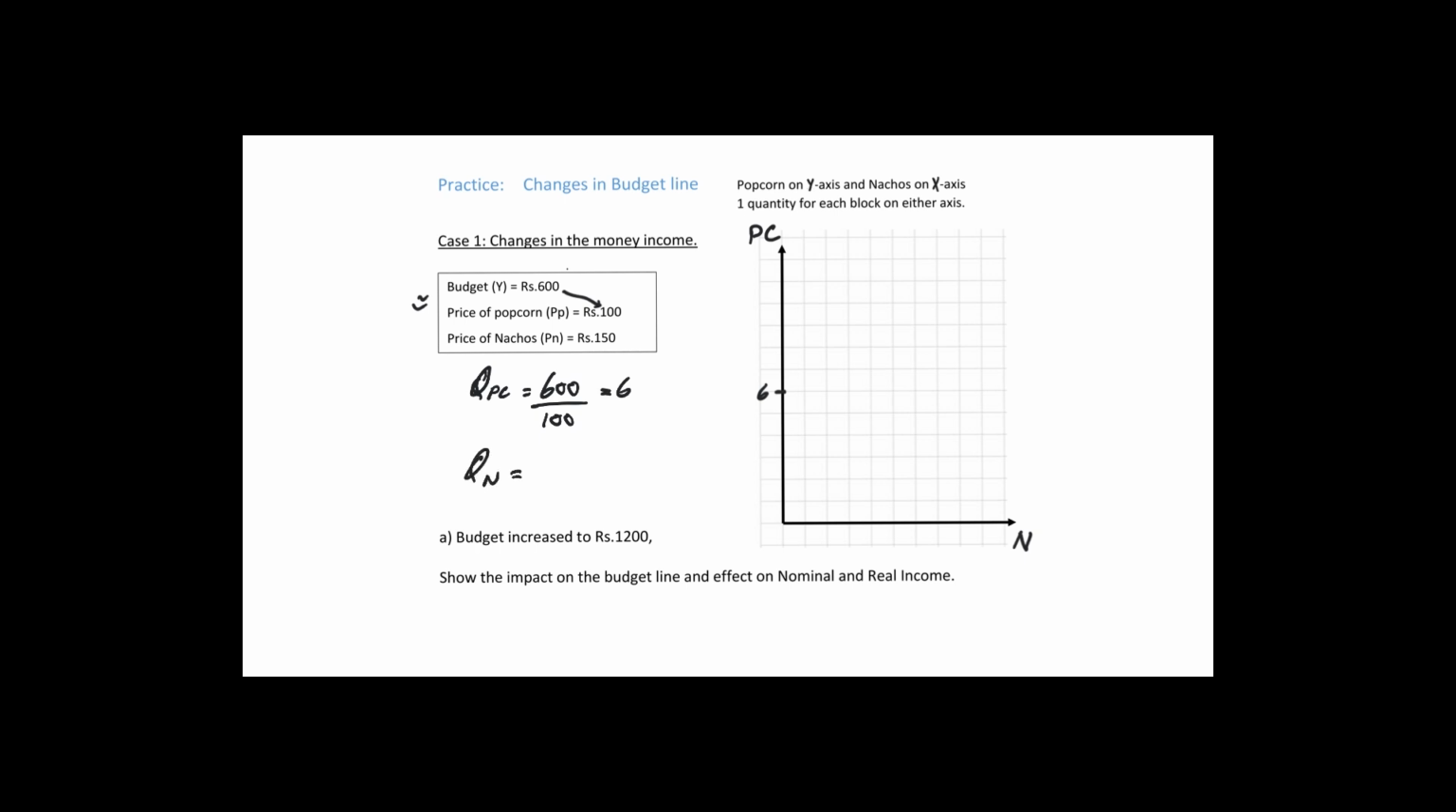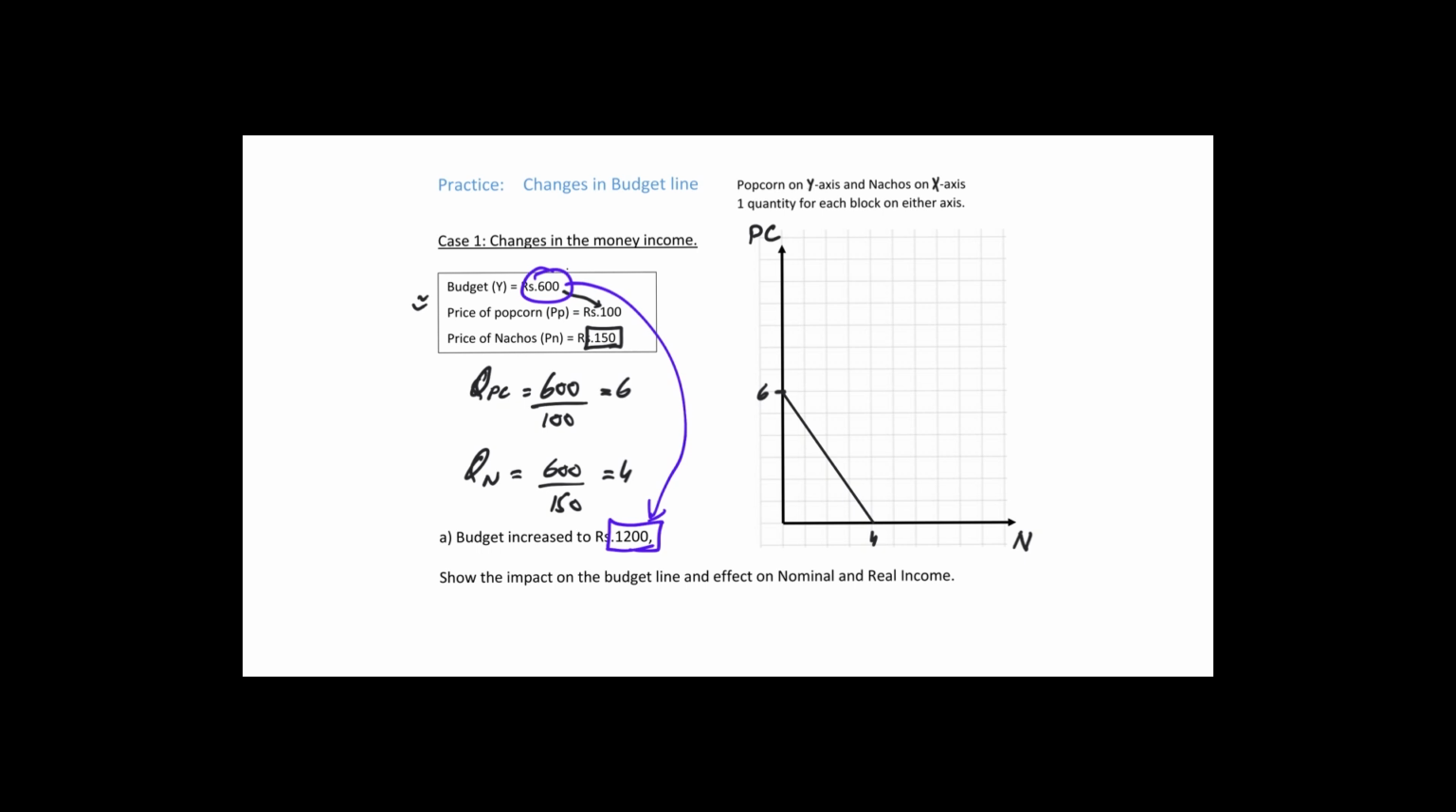The maximum nachos I can have is 600 upon 150, which is about 4. So I can afford 4 of this. And based on this, I made a line. This is my initial budget line. What happens after that? They have suggested that my budget goes up to 1200. How much percent increase? It's 100% increase.